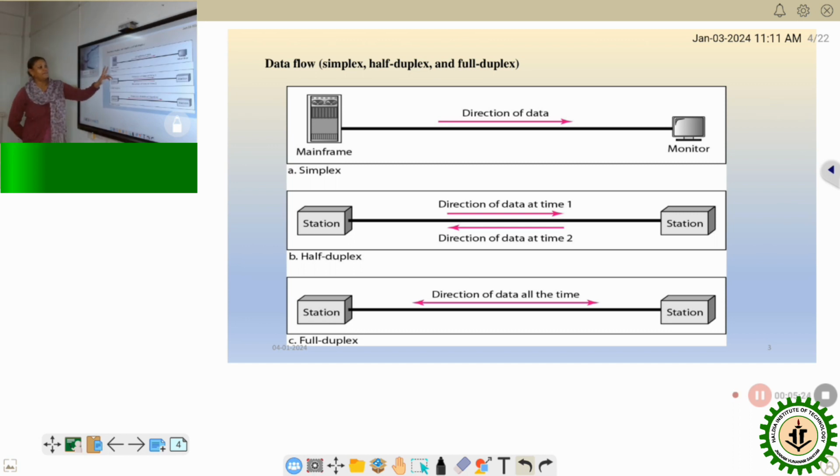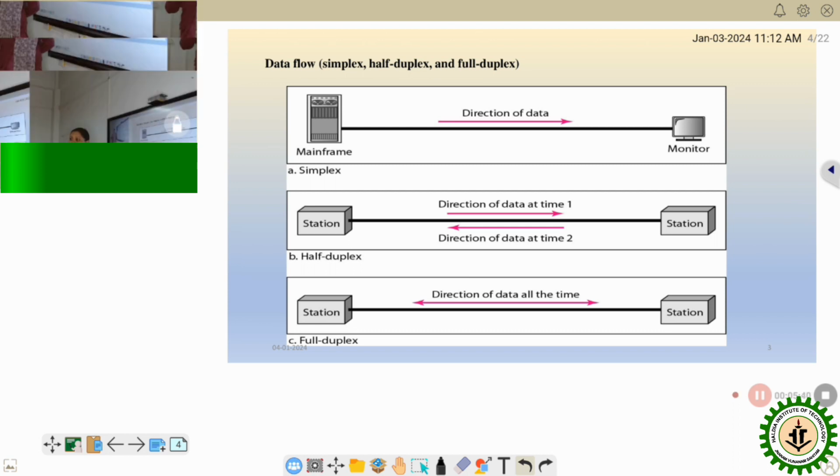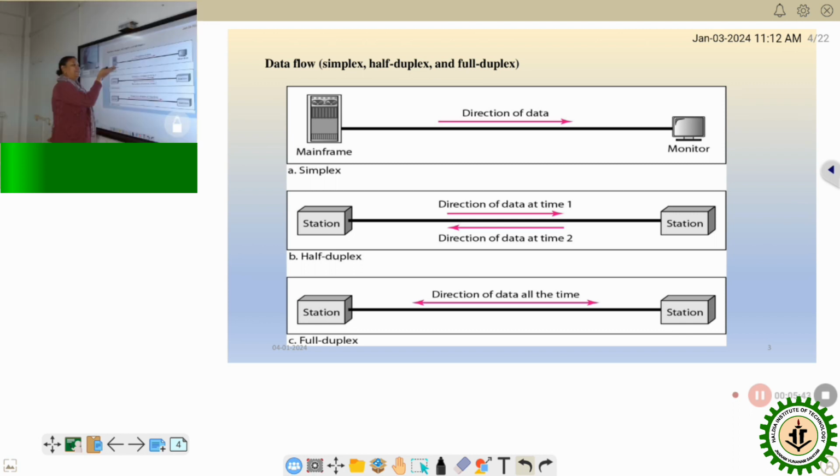In simplex, suppose the mainframe computer or node on the left is the sender side and the monitor on the right is the receiver side. Here you can see the direction of data is one-way. Only the mainframe computer on the left sends data to the monitor on the right, but the monitor cannot send data to the mainframe. So this is the simplex way: only one side can send the data.